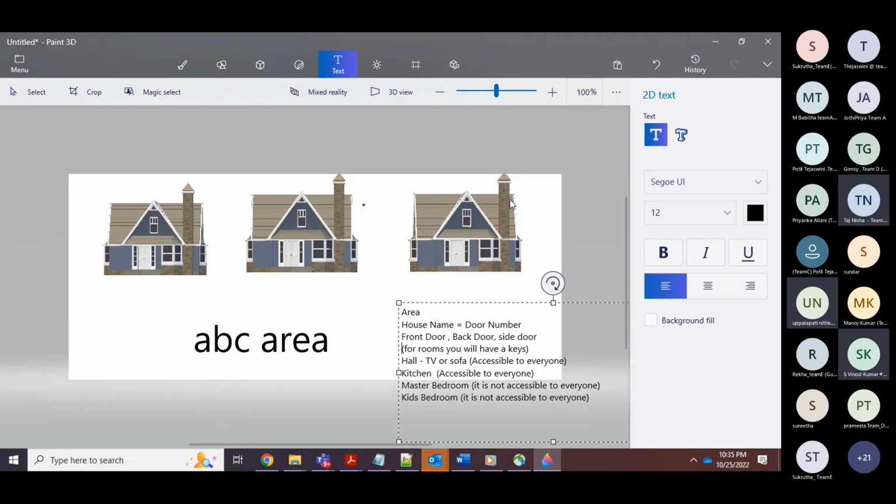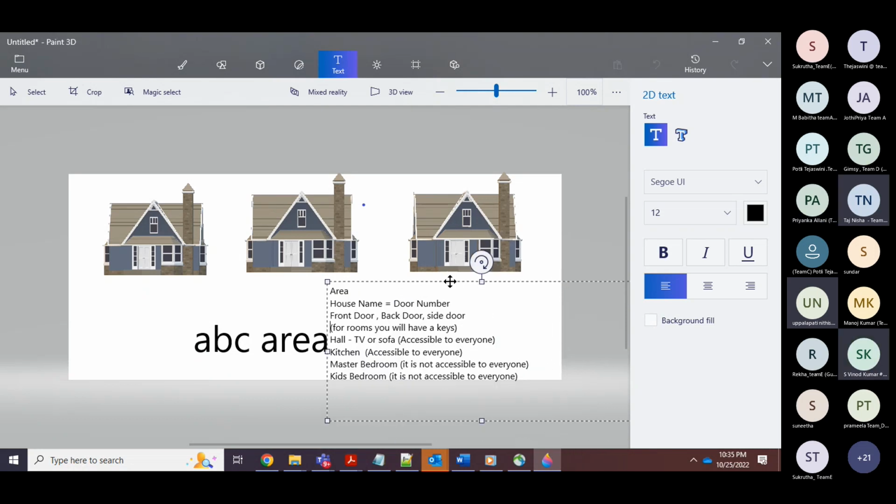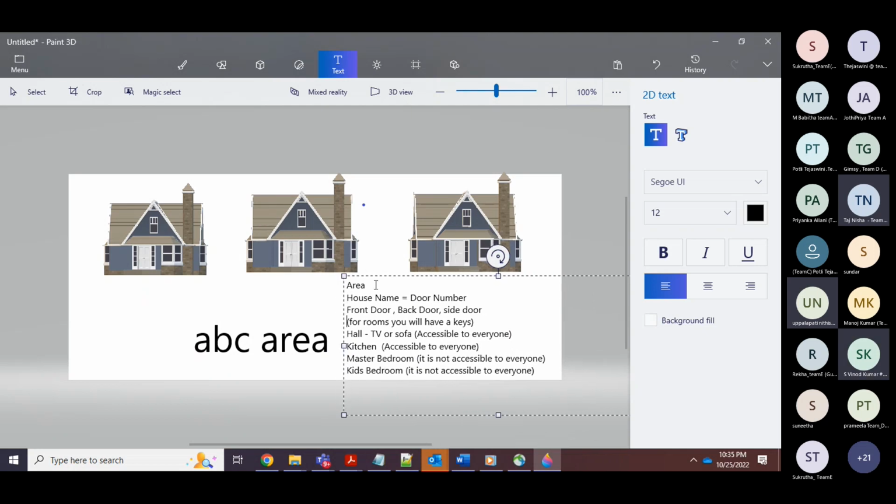Now, if you see these points, does anyone have any questions on these points? No, sir. Anyone, please? Does anyone have any questions on this? No, sir. Everyone is very clear? Yes, sir.